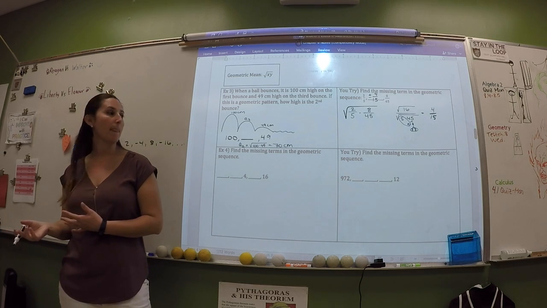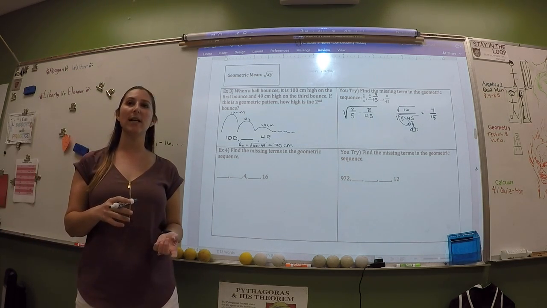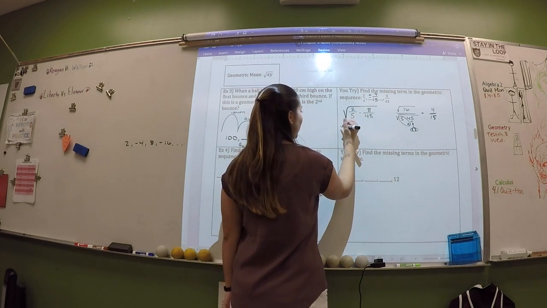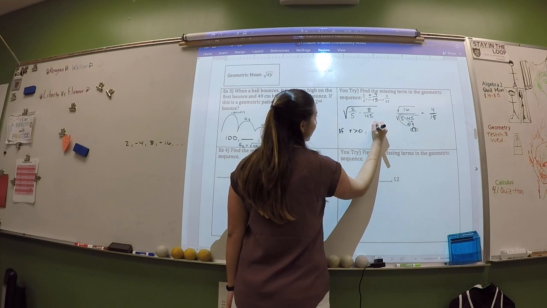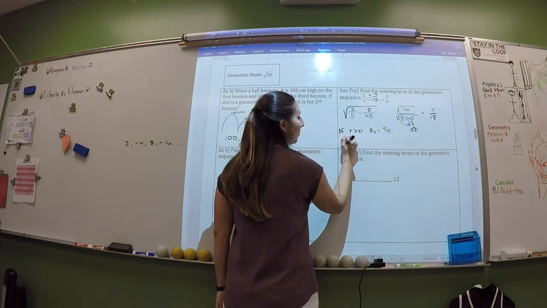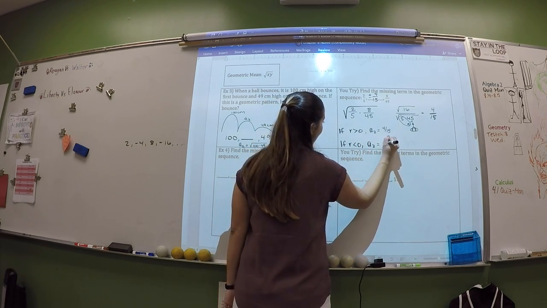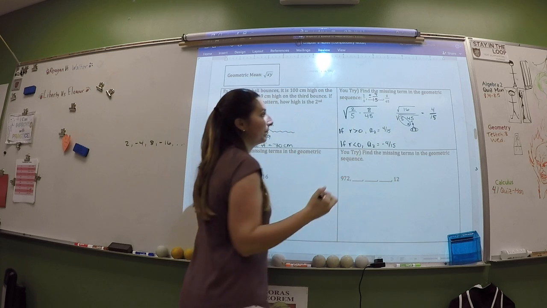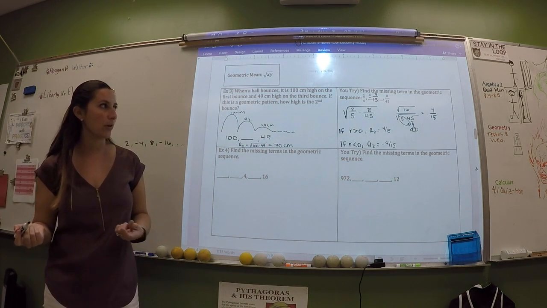Example 4 is so easy. Now sometimes they'll tell you if r is positive or if r is negative. So in this question, if r is positive, then the second term would have been 4/15. But if r is negative, the second term would have been negative 4/15, because it would have gone negative if r was negative 2/3.